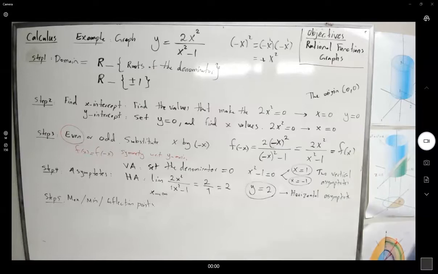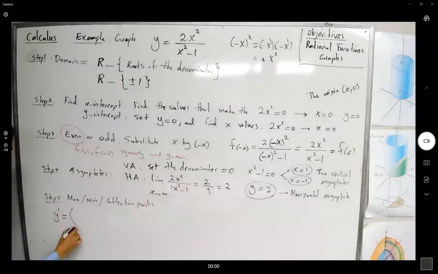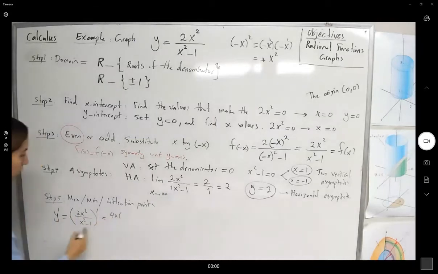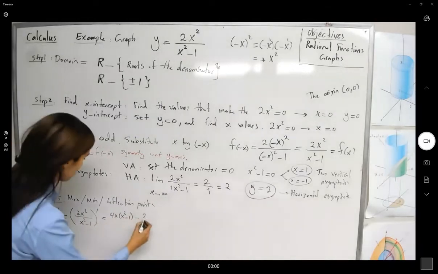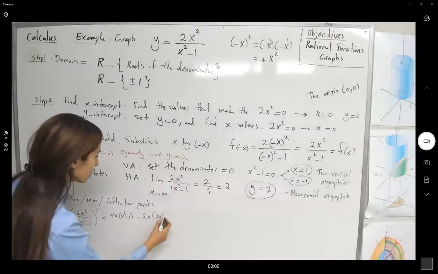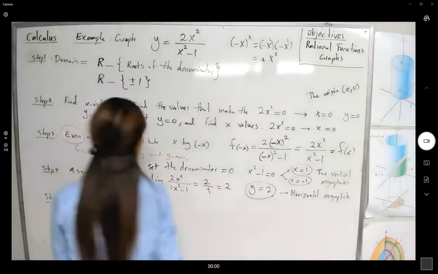Very well. Now let's take the derivative of this function. Remember that to take the derivative, you have to apply the quotient rule. Well, what do we have? We have 2x squared divided by x squared minus 1. The derivative of the numerator is 4x times the denominator, minus the derivative of the denominator, which is 2x, times the numerator, divided by the denominator squared, x squared minus 1 to the second power.